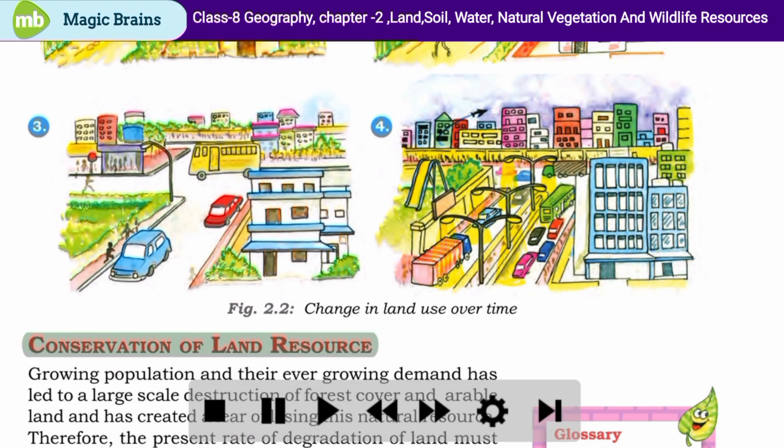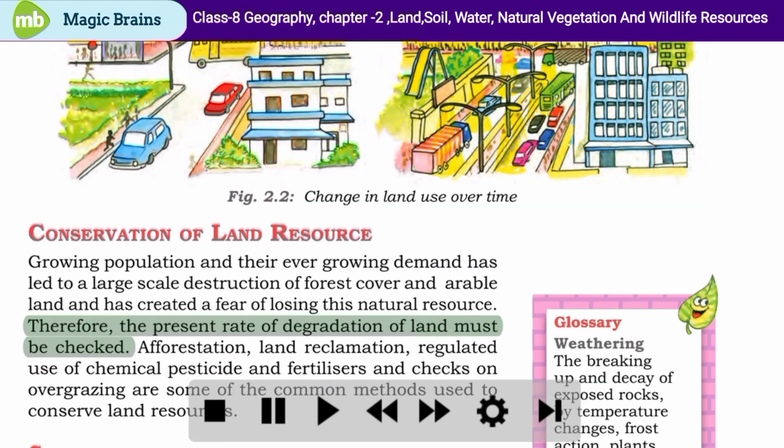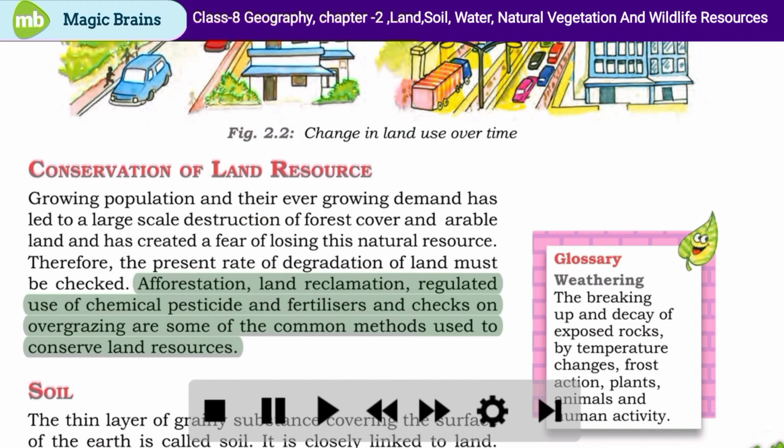Conservation of land resource. Growing population and their ever-growing demand has led to a large-scale destruction of forest cover and arable land and has created a fear of losing this natural resource. Therefore, the present rate of degradation of land must be checked. Afforestation, land reclamation, regulated use of chemical pesticides and fertilizers, and checks on overgrazing are some of the common methods used to conserve land resources.